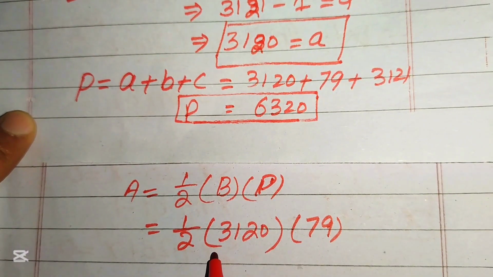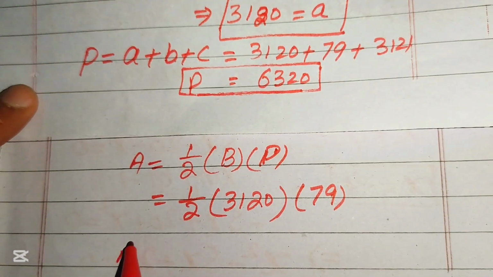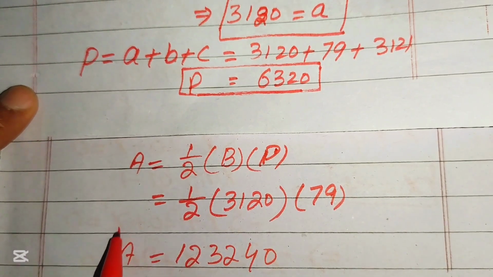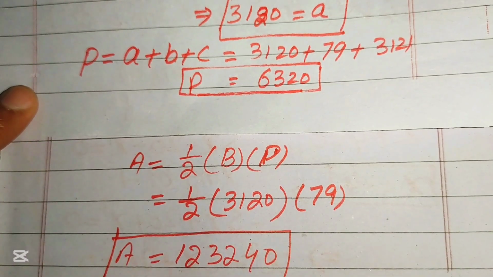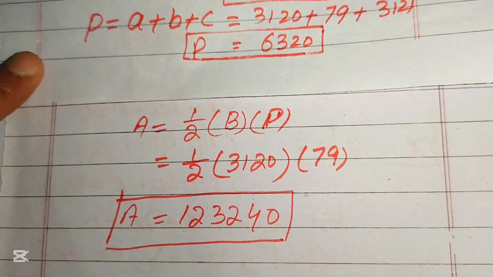So here we need to cancel out these values, and when you simplify all of these values, then you easily get the value of the area is equals to 1 2 and 3240. So this is the area of the given triangle according to the given information, and this is the final answer.